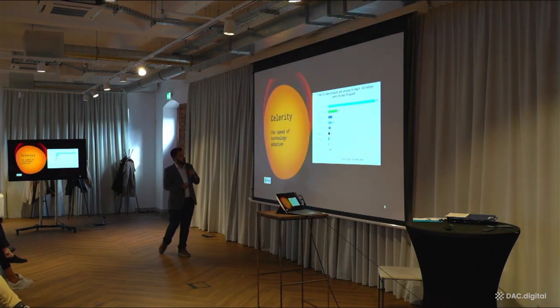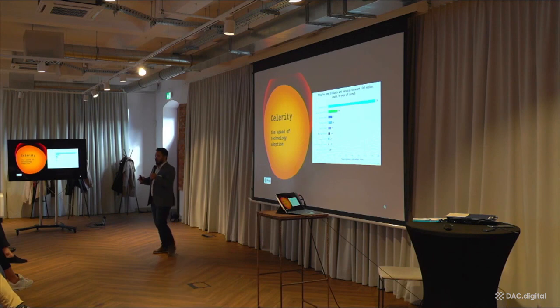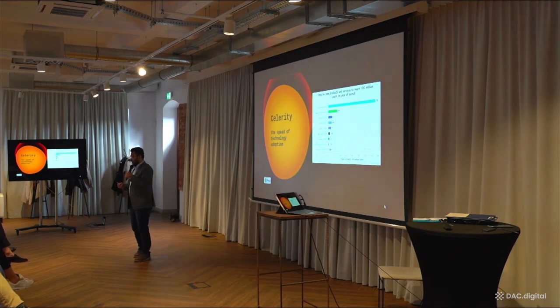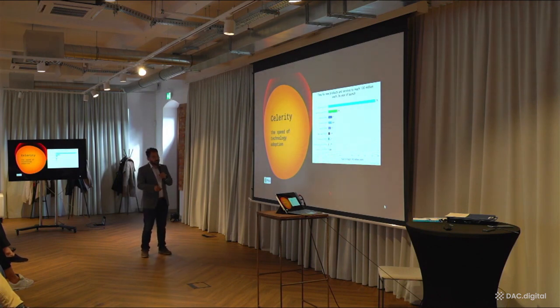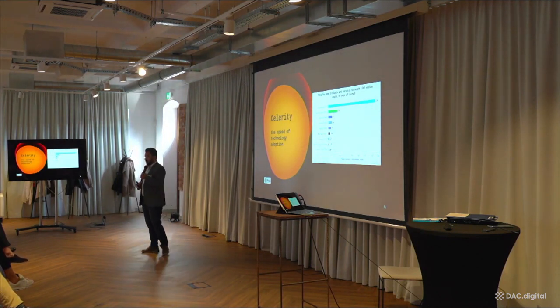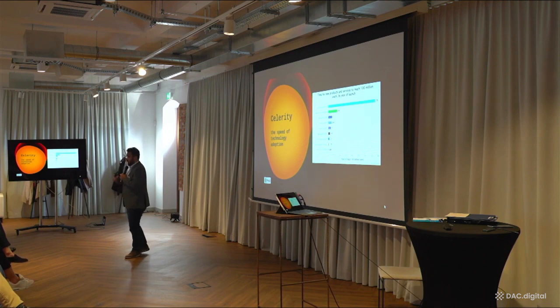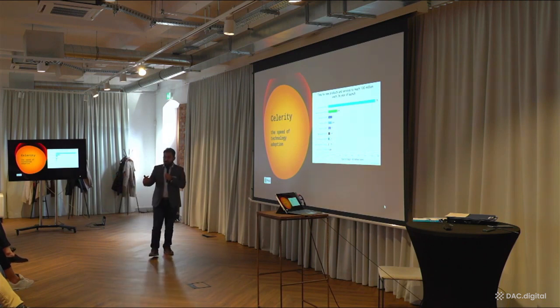The first one is celerity, the speed of technology adoption. I think this would not be new to anyone here, because all of you are such innovative people. So with the telephone, it took about 75 years to reach 100 million users, and for Pokemon Go, it took 0.08 years. So we see an exponential decrease in the time of technology adoption, as well as in the spread of technology among consumers. So this is one.